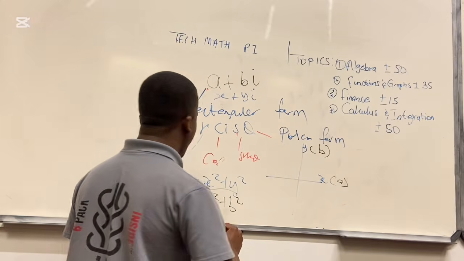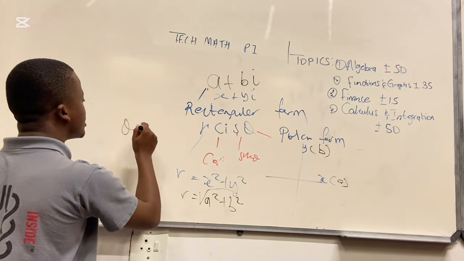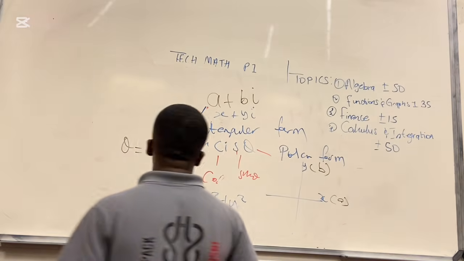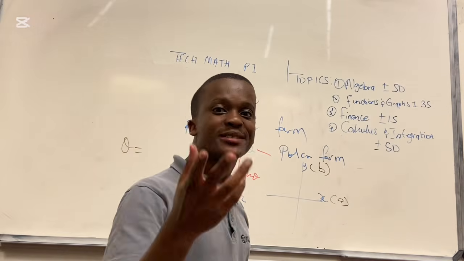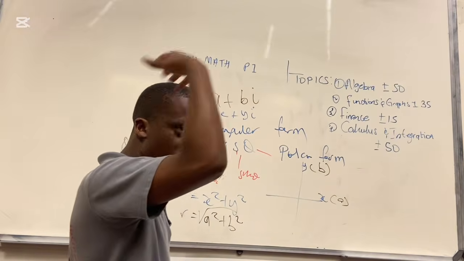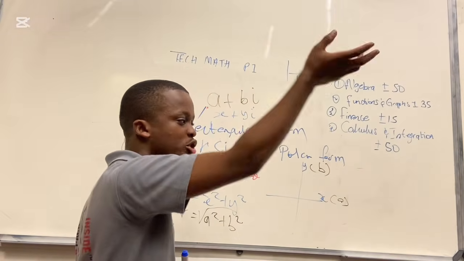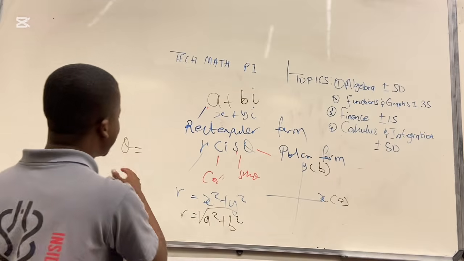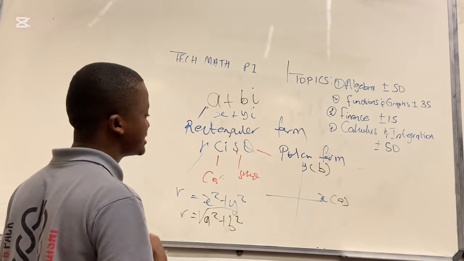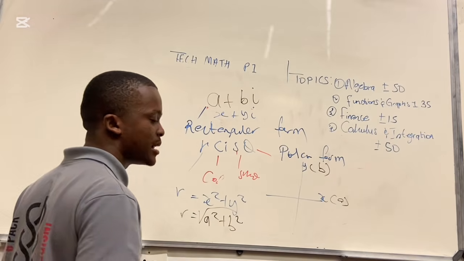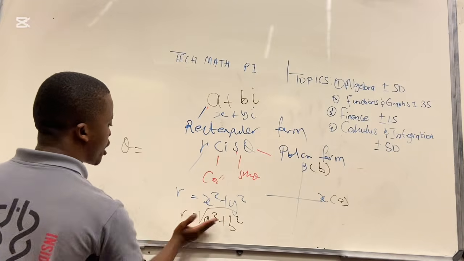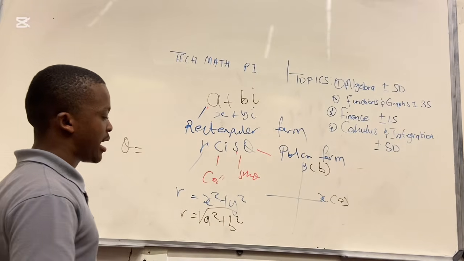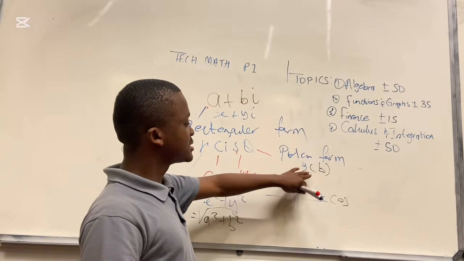And then with theta, how do we get theta? To get theta, we use trigonometric ratios. From trigonometry we have sine, cos and tan. We use trig ratios to get theta, the argument. Theta is the argument, r is the modulus, which can be your absolute value. We use Pythagoras for r and trig ratios for theta. Which trig ratio can we use?